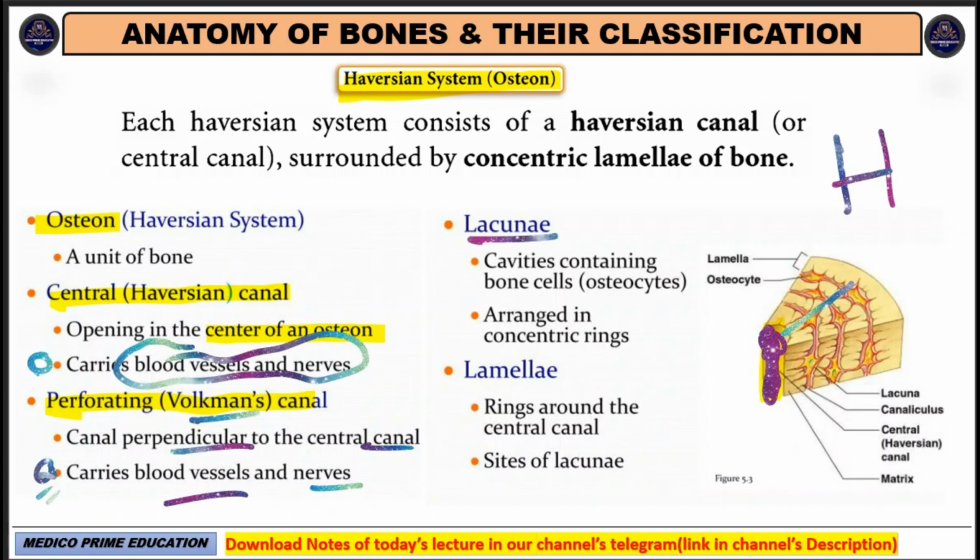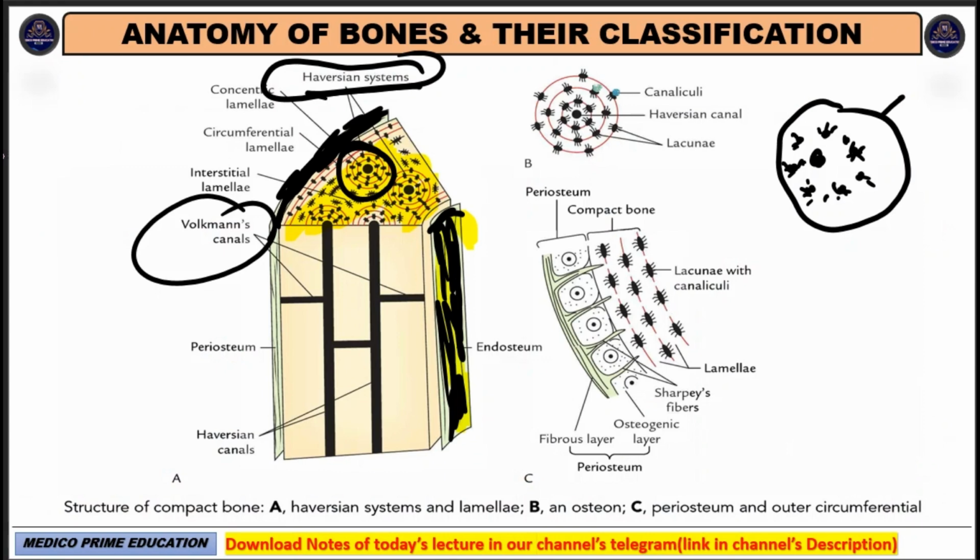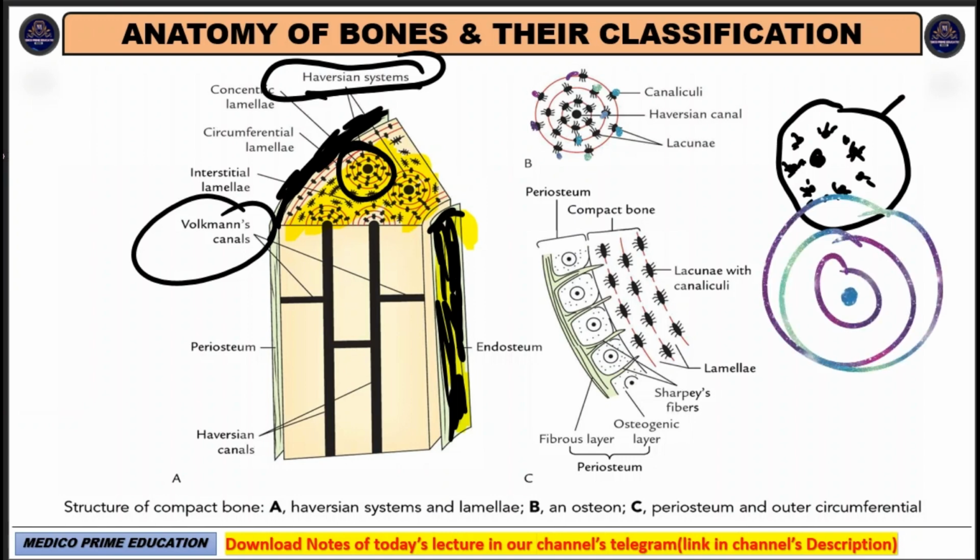What is lacunae? It is a cavity containing bone cells, osteocytes. Here you can see the bone cells known as osteocytes. The lacuna is a cavity, and inside the cavity there are bone cells known as osteocytes. These osteocytes are arranged in concentric rings inside the lacunae. And in the center between them is the central canal, known as the Haversian canal. Understand?